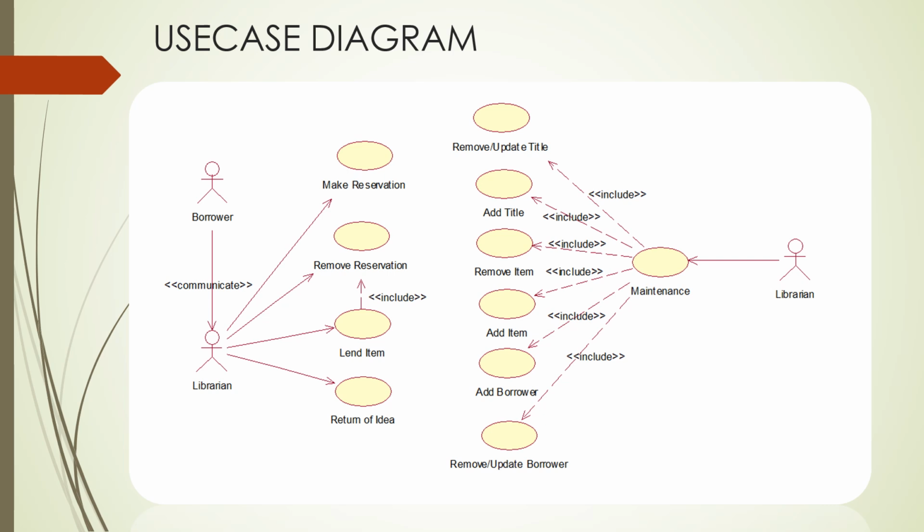Librarian will have access to the maintenance, which includes removing or updating a title, and addition of title, and removing an item, addition of an item, and adding and removing of borrower details. This is an example of use case diagram for library management system.